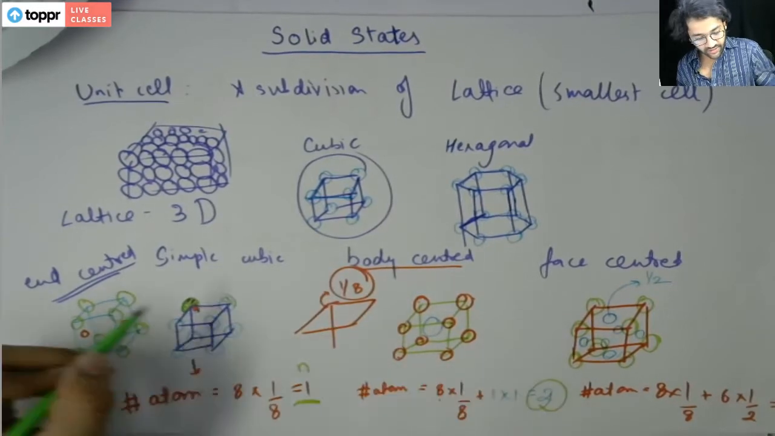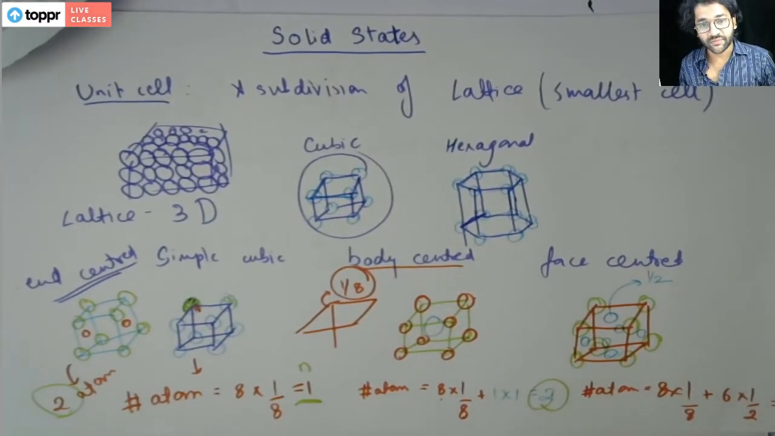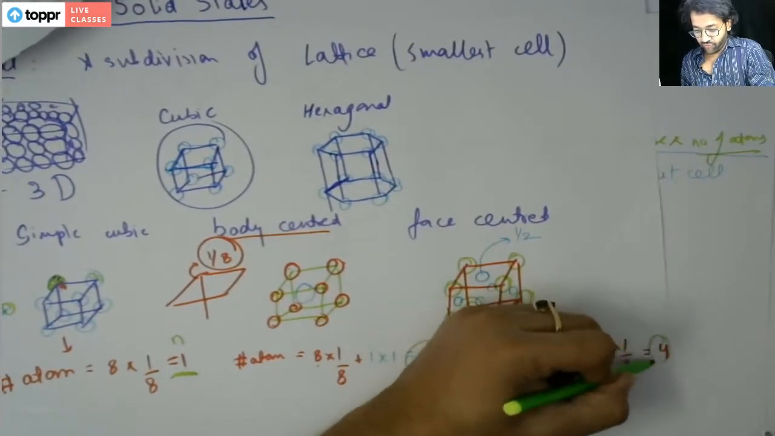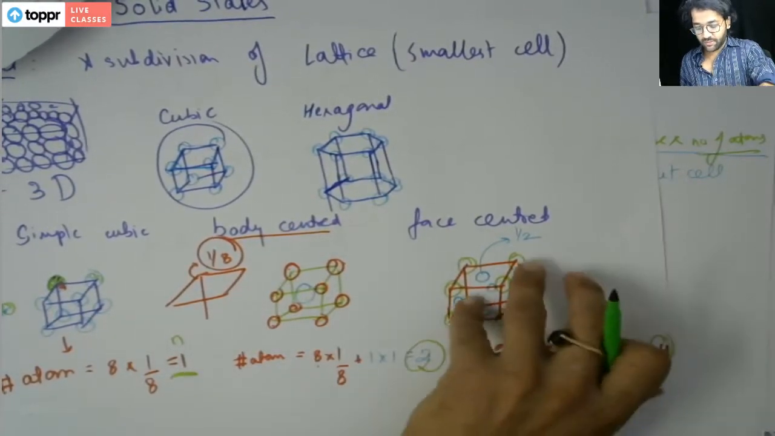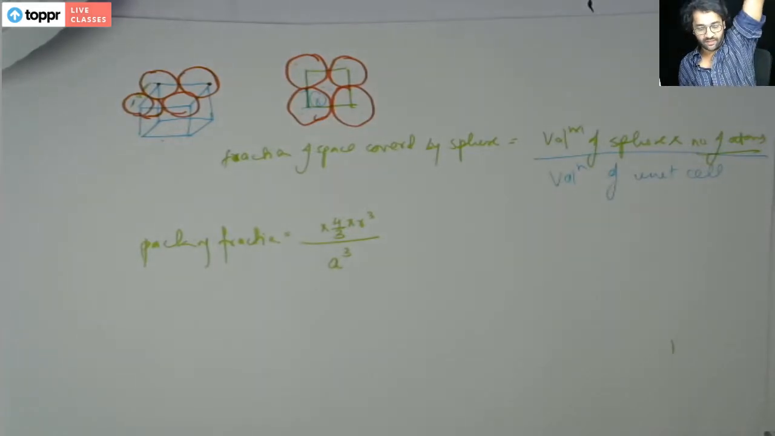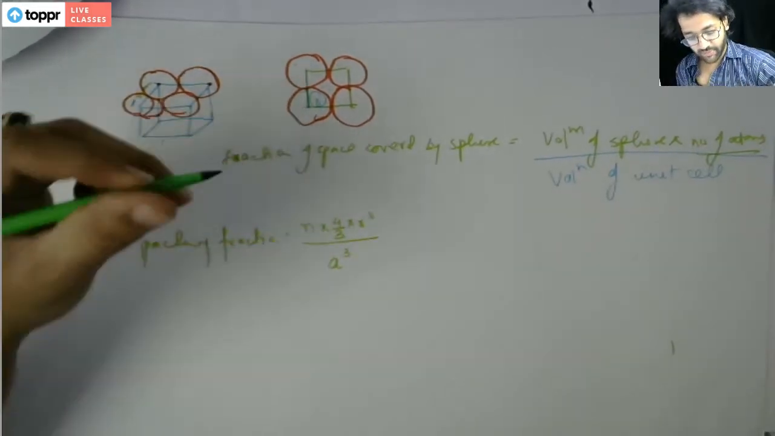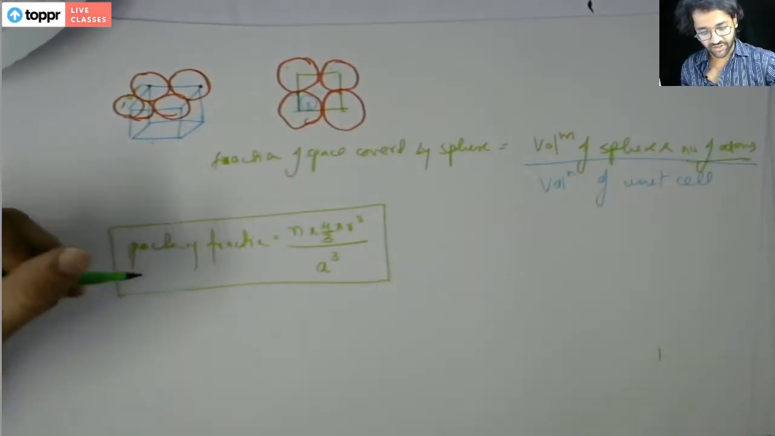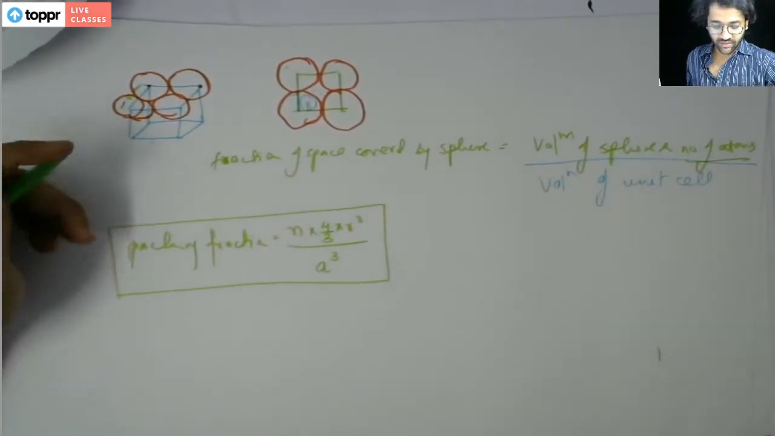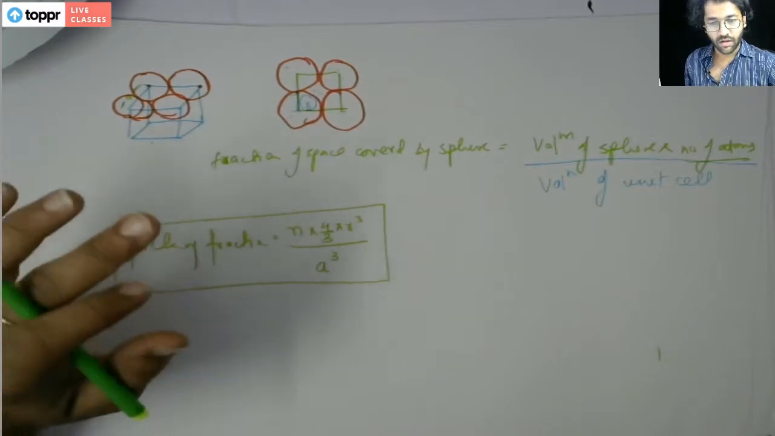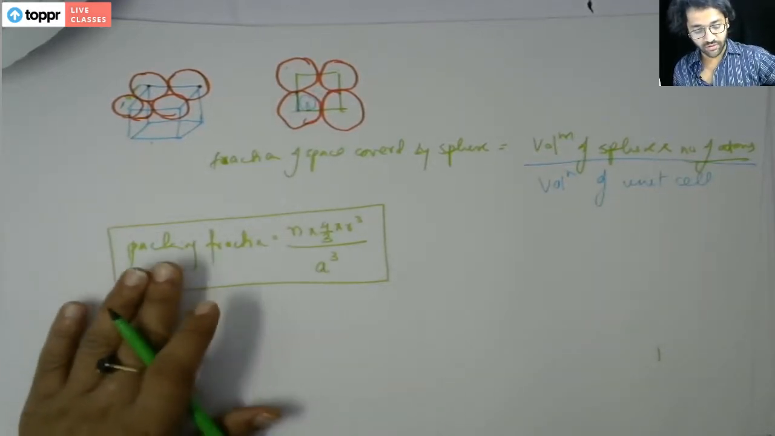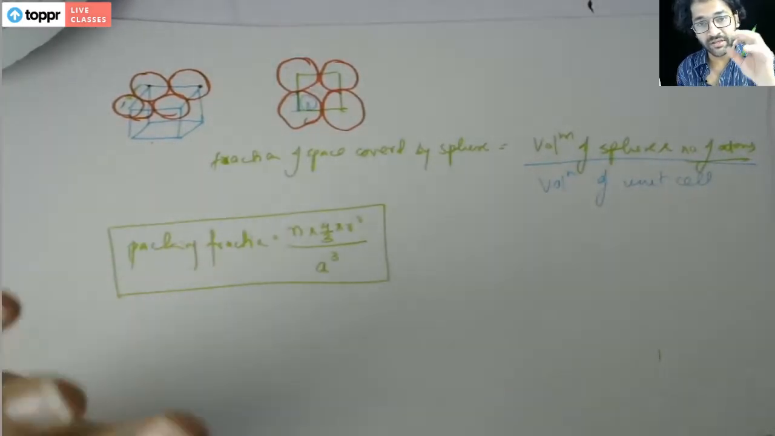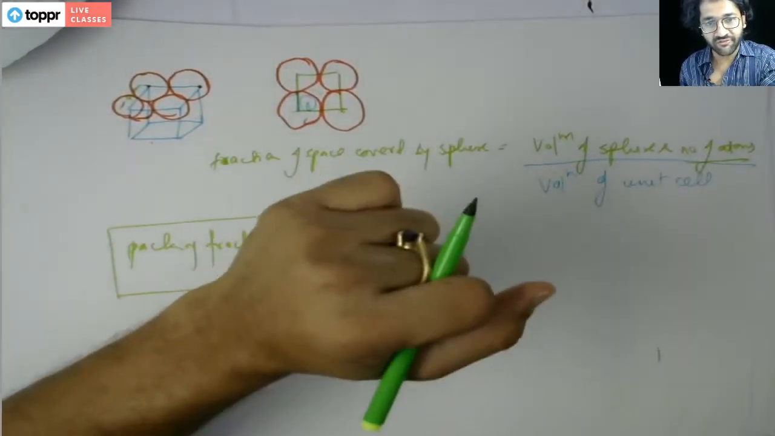For body centered we have 2 atoms effectively. For face centered we have 4 atoms effectively. So similarly, we are calling this our coordination number and we are multiplying it in this. So this comes out to be our packing fraction, and in this way we can calculate how much amount of space in the lattice is covered by the atoms and how much is free.